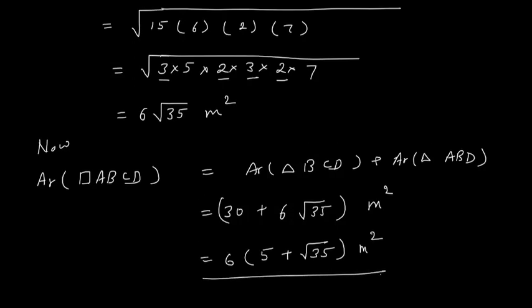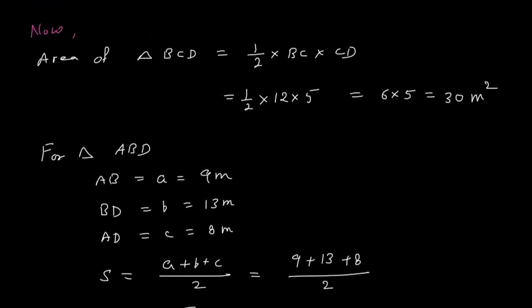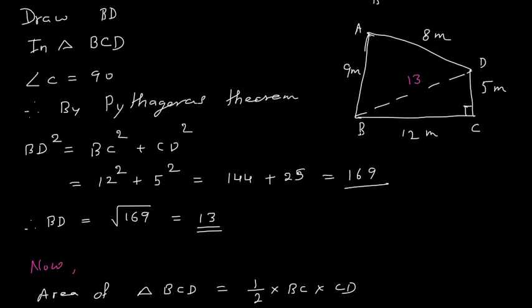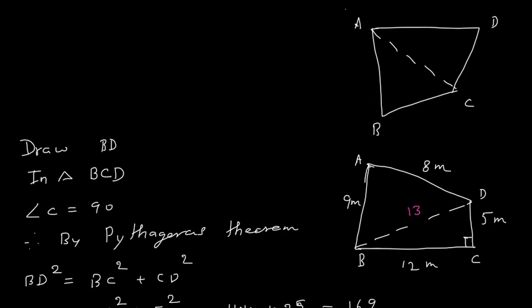So by this example, I hope you understood how we can find area of quadrilateral. Okay, what we have to do? We have to divide this quadrilateral into triangles, okay, for which we know the diagonal. Okay, now let us go through the next question.